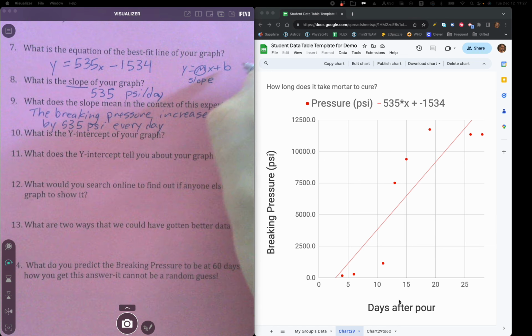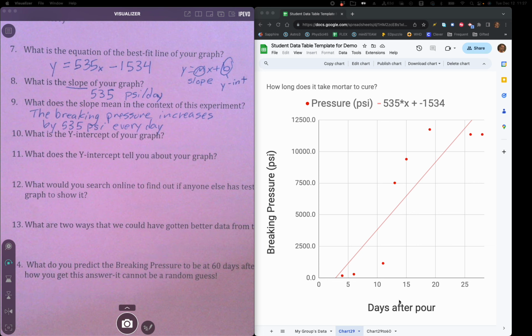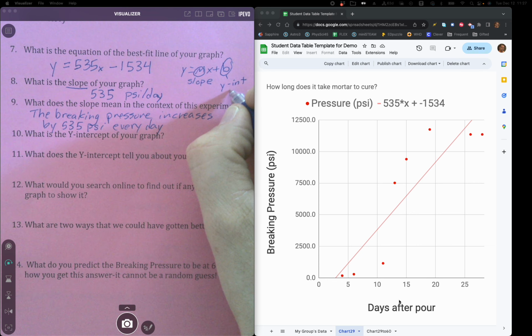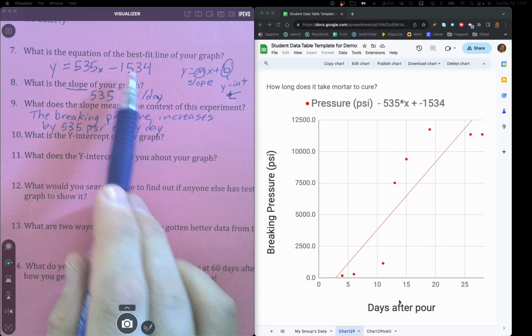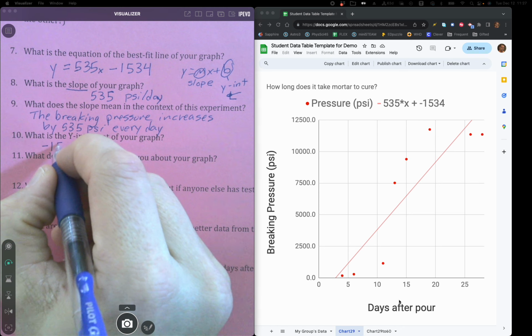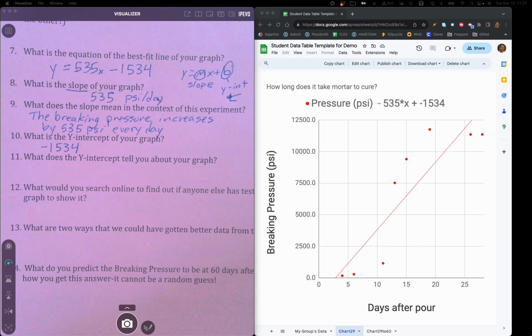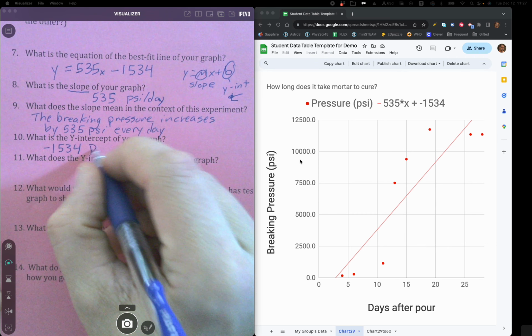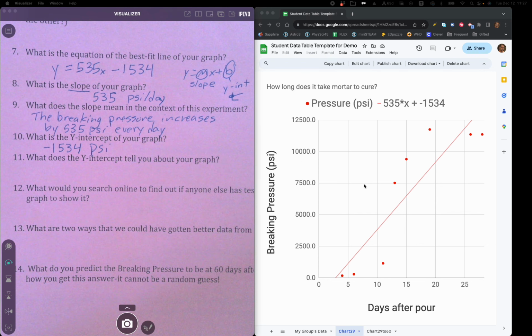Let's go to the y-intercept. If you recall b in y equals mx plus b, that's the y-intercept, right? And the y-intercept is just where that line crosses the y-axis. That's all, right? And so what is the y-intercept of this graph? Well, if it's mx plus b, it's negative 1,534. And there's units to that, right? Because it's a y value, it's going to use the y units, which is psi. Okay? So that's the actual y-intercept.